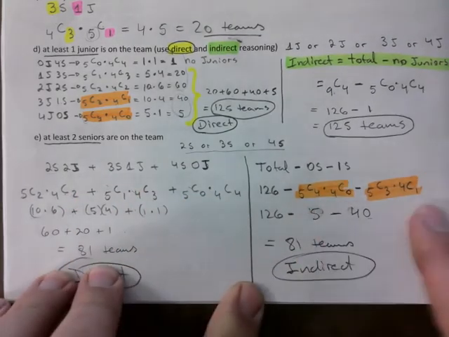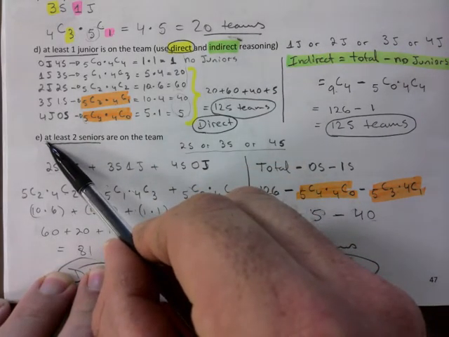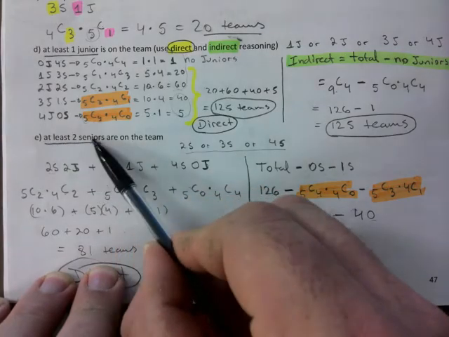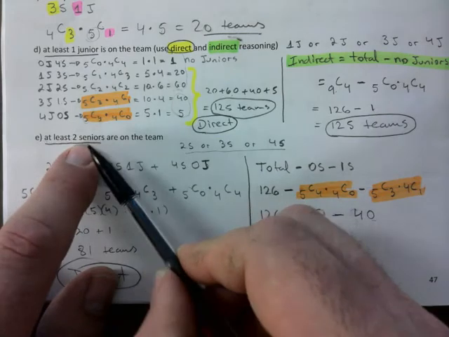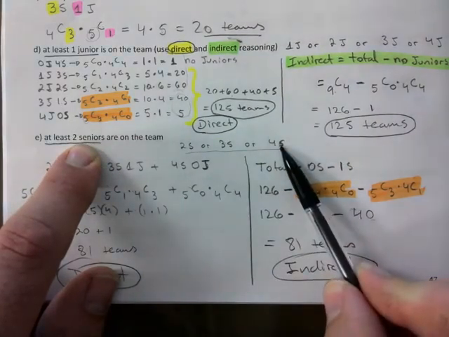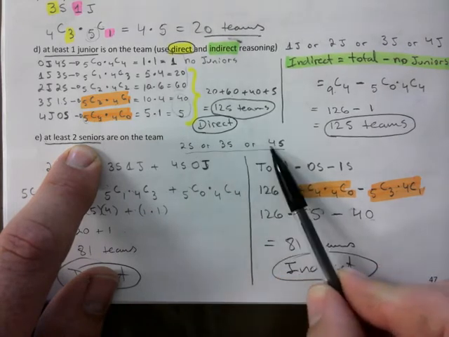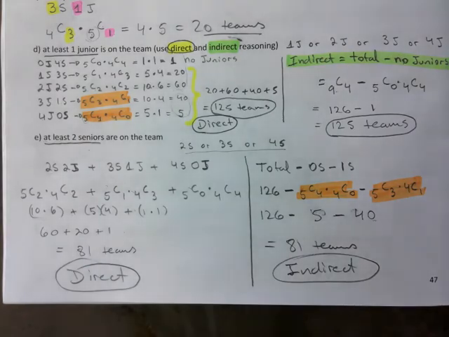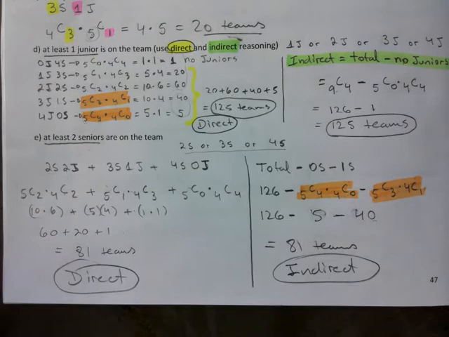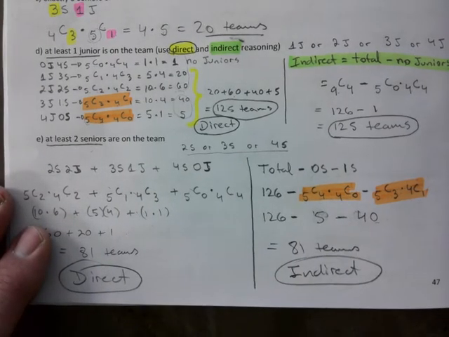If you want to do it the indirect way, I would strongly recommend that you read this, and if it says at most or at least, what does that mean? At least 2 seniors means 2, 3, or 4 in this case. If it had been teams of 5, it would have been 2, 3, 4, or 5 seniors, and it would have been a problem because we only have 4 seniors. So obviously, I would have to change this question. But that's that. Come with me to page 48.